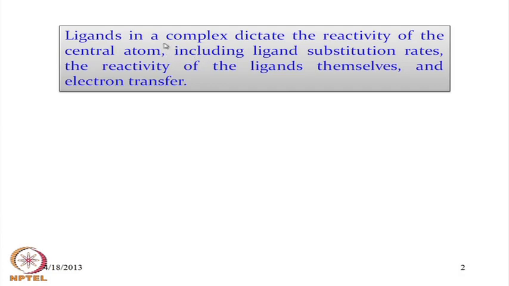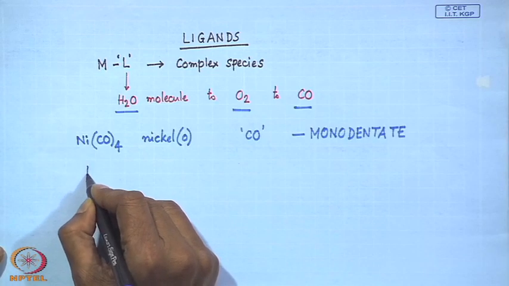So, one particular ligand can control the reactivity of one metal center. If it is iron, it can control the iron center in some form. If it is nickel, it will control the reactivity pattern of the nickel center in a different way. Also, it can control the ligand substitution rates. When one ligand is present with the metal center, it can be substituted by another ligand.